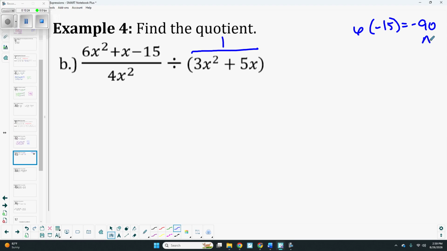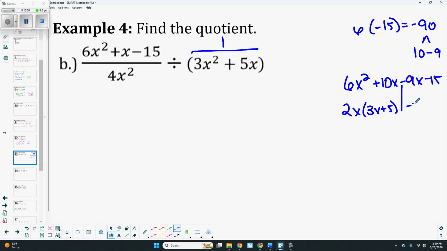Then we would look for what multiplies to negative 90 and adds to positive 1. So that would be 10 and negative 9. So this one becomes plus 10x minus 9x minus 15. There's a 2 in these and an x, and we're left with 3x plus 5. There's a negative 3 in those. We're left with 3x plus 5.